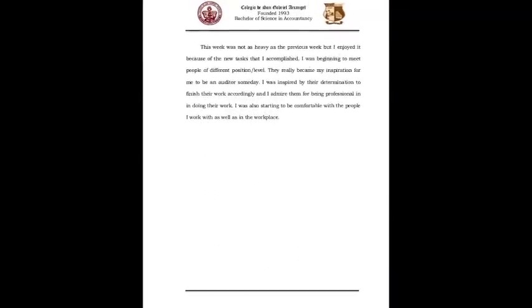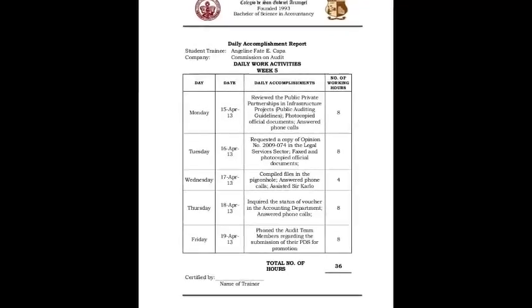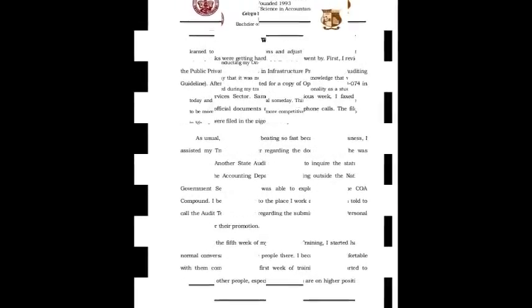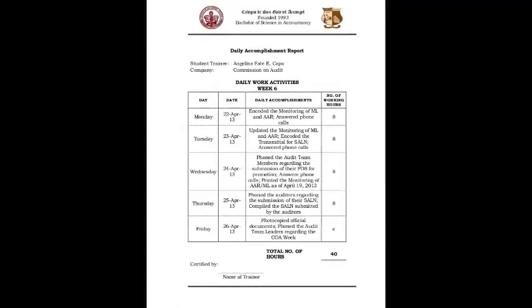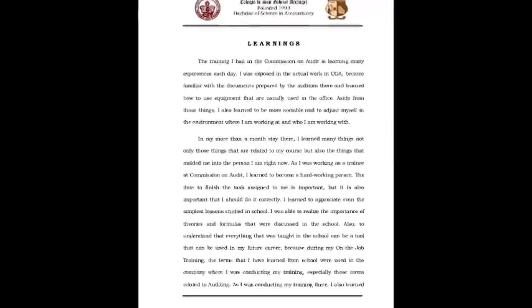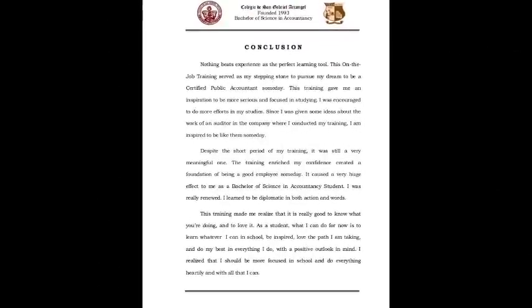In every summary, you can find the name of the student trainee, company, total number of hours, and in the lower part, which is approved or certified by the trainer. Next is the learnings, which is followed by the conclusion. This is one of the most important parts in the narrative report.